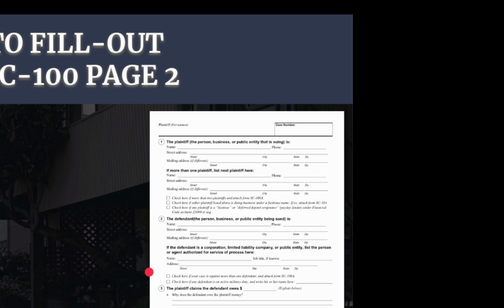And if there are more than 2 defendants, then you use SC100A, just like you would if there were more than 2 plaintiffs. Again, if there's more than 2 defendants, then you need to use a separate form, SC100A. If there's only 2 defendants, then put the second defendant's name here. If there's only one defendant, put the only defendant's name here.